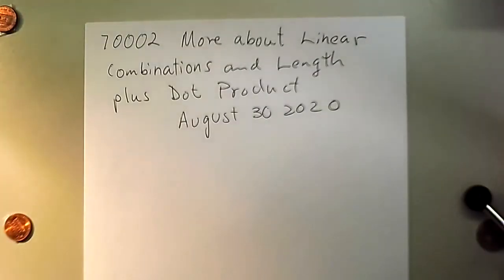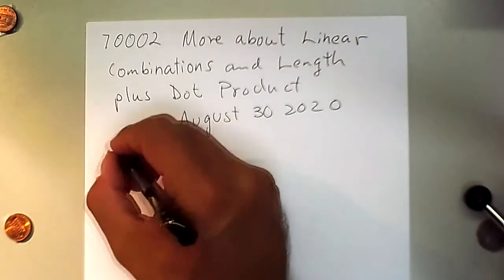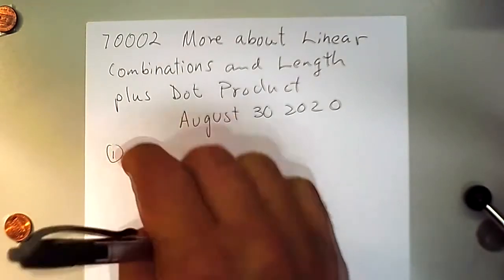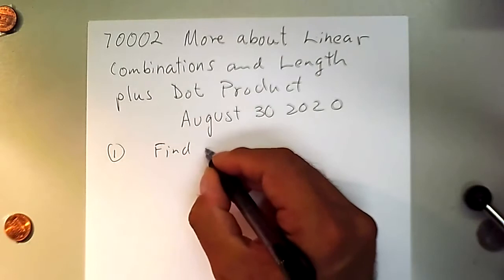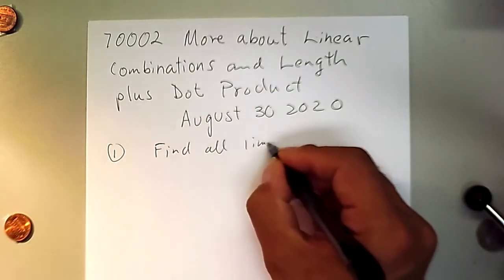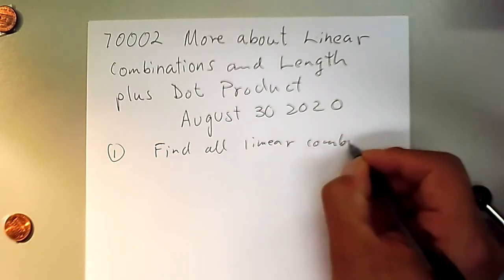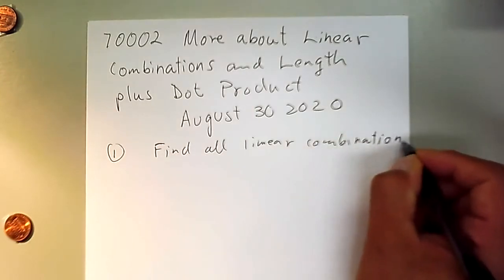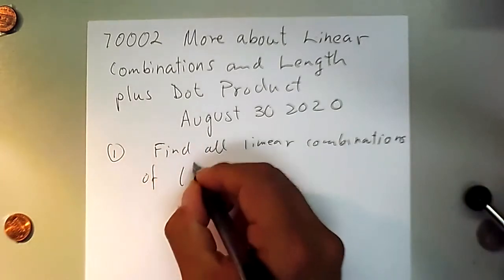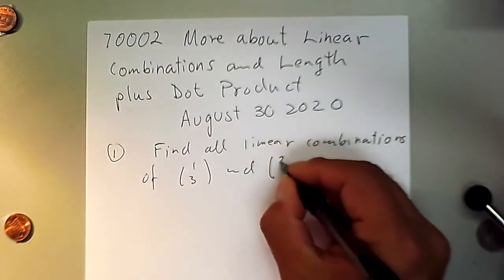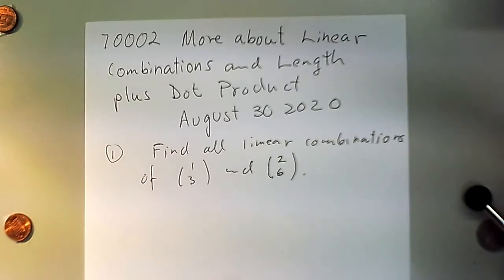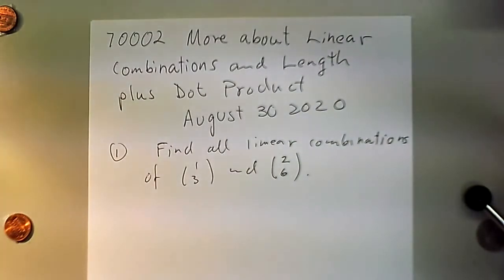There is one example I missed in our last video, and it's an easy example. So I'm going to start a new numbering for examples. Example one of this video is: find all linear combinations of 1, 3, and in the last video we had 2, 5, but this time I'm going to do 2, 6 instead. So all the linear combinations of 1, 3 and 2, 6.